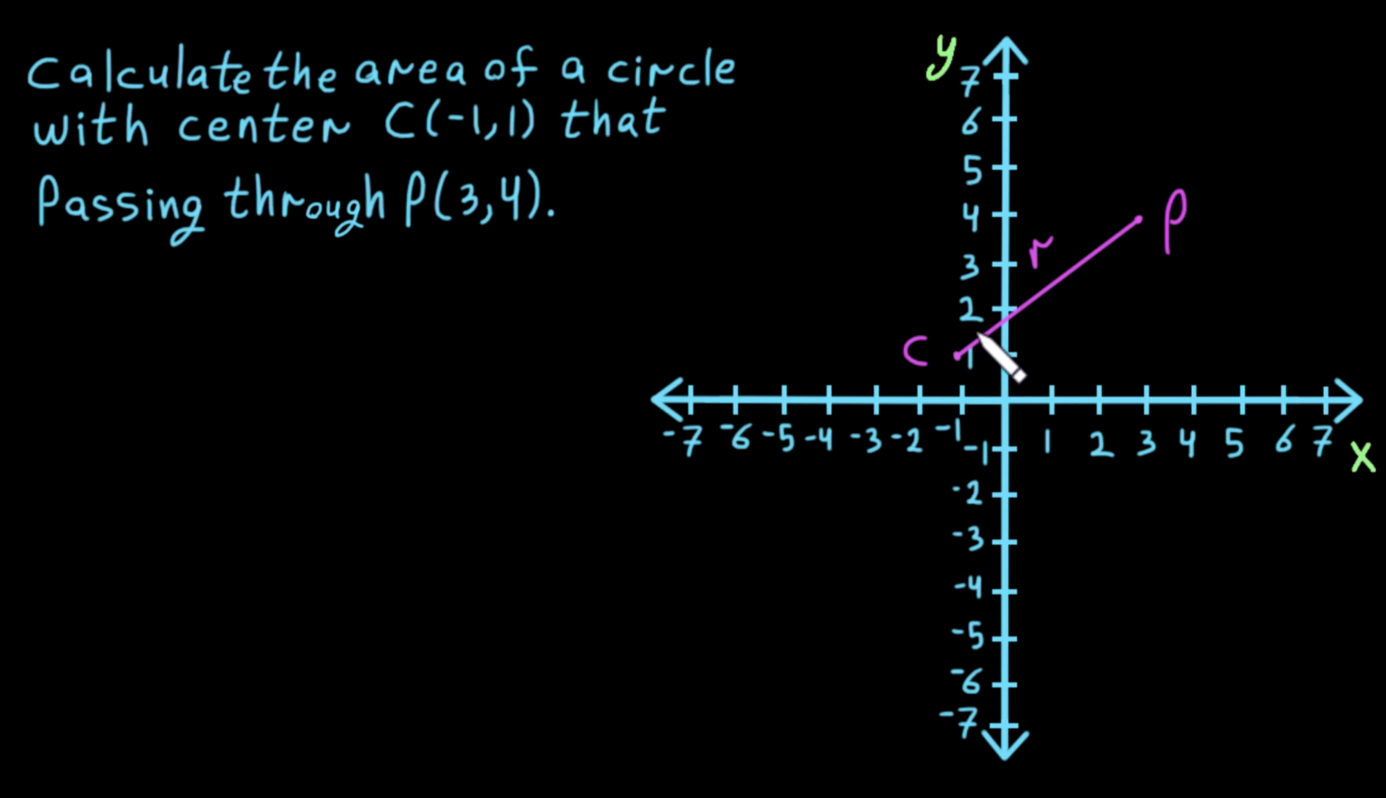So the line segment between the center of the circle and the point on the circle is, of course, the radius. And we know that the area of a circle is pi r squared. Here, A is the area of a circle. So if we calculate the r, we can find the area of the circle.